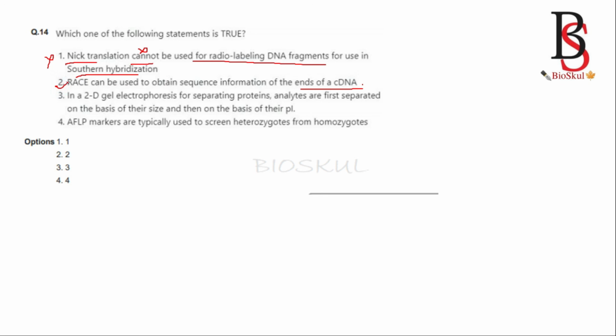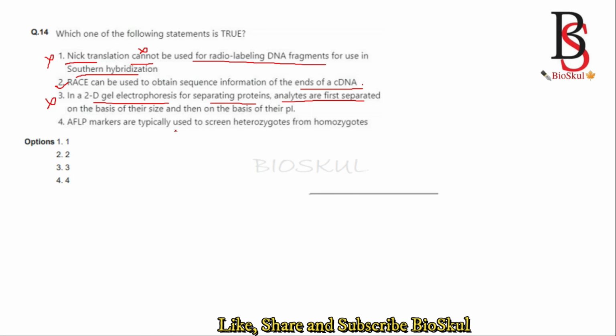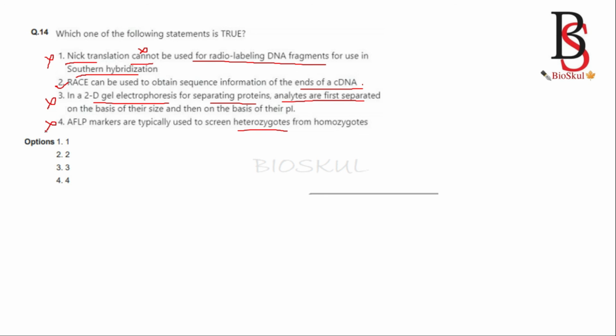This one is true. In a 2D gel electrophoresis for separating proteins, analytes are first separated on the basis of their size, then on the basis of isoelectric point. No, it's first based on their isoelectric point, then based on size. So this one is wrong. AFLP markers are typically used to screen heterozygotes, but as it is a dominant marker, it cannot be used to screen the heterozygotes. So this one is also wrong. So the correct answer is option 2.